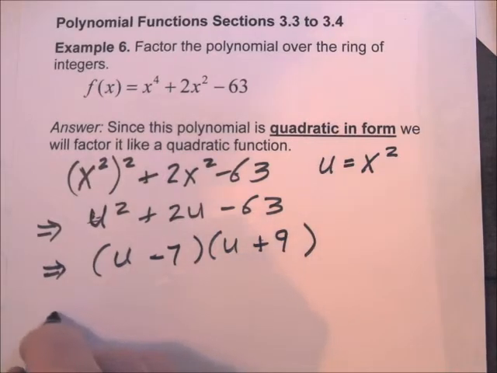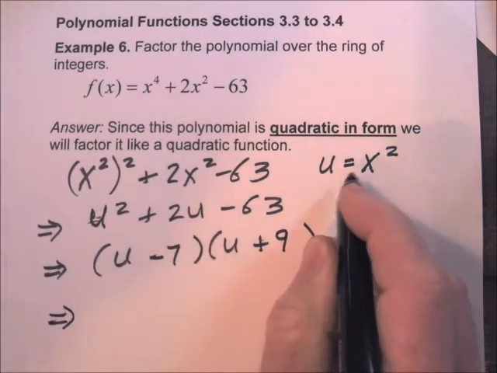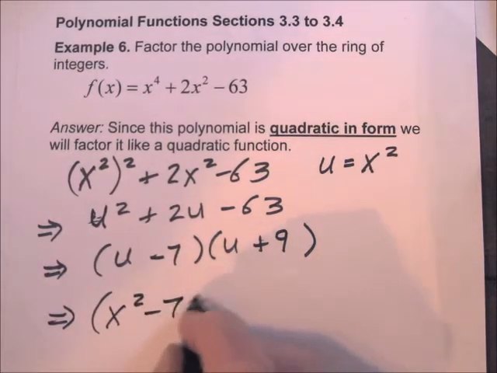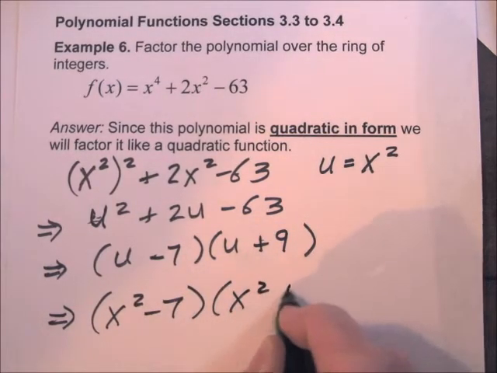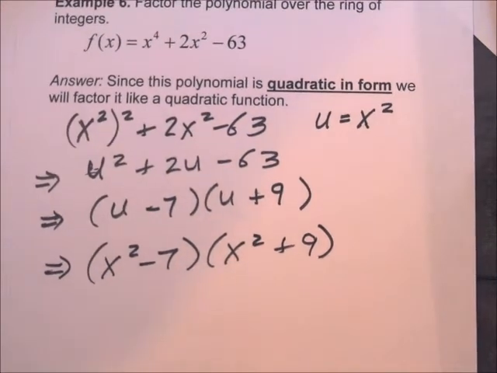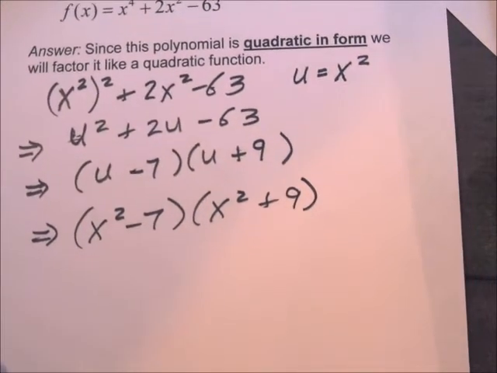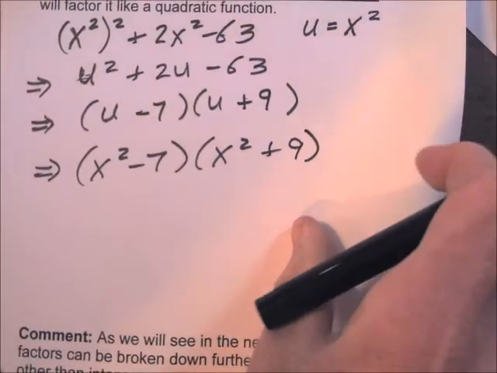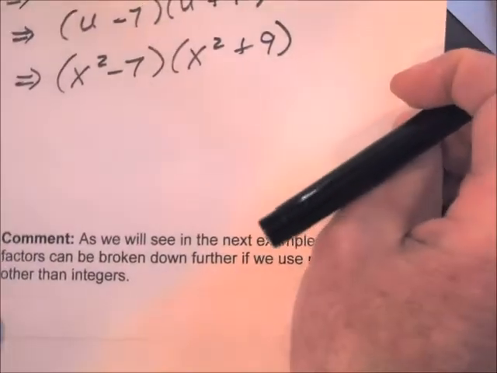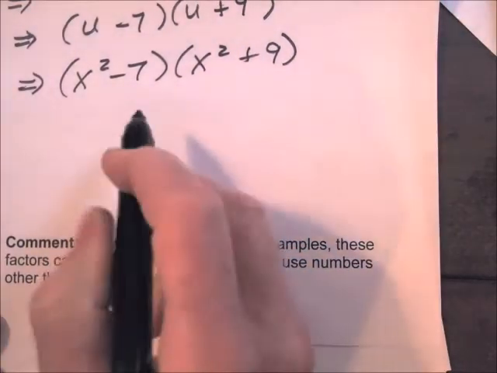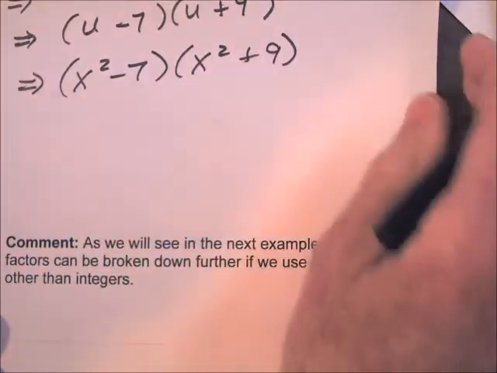Now we can replace u by x squared again. So this is going to be x squared minus 7 times the quantity x squared plus 9. Okay, so now we've factored that, and that's as far as we can go with integers. We will see in the next examples that if we use numbers other than integers, we can actually break this down a little bit further. Let's go on to the next example.